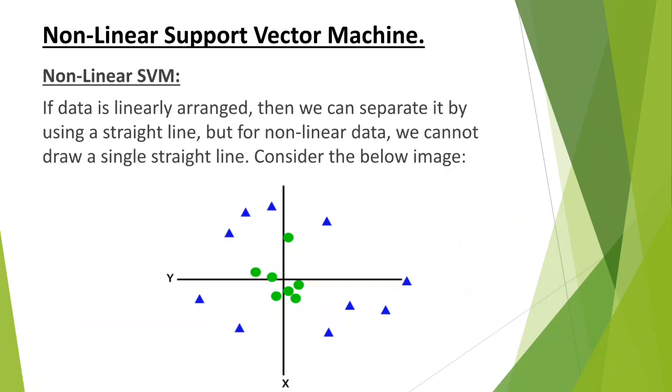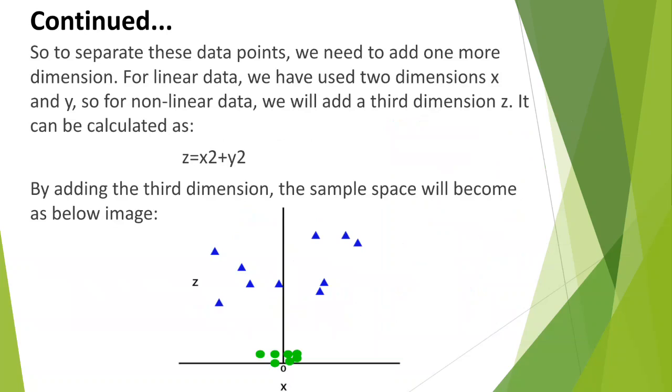Nonlinear support vector machine. If data is linearly arranged, then we can separate it by using a straight line. But for non-linear data, we cannot draw a single straight line. Consider the below image. To separate these data points, we need to add one more dimension.